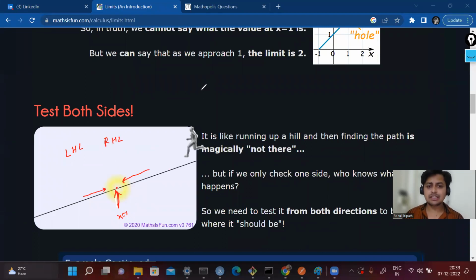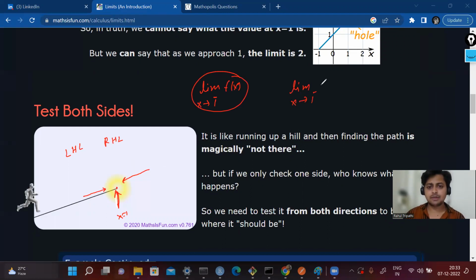Basically we represent it like this: limit x approaches 1 minus. This is not a minus 1. This indicates that we are finding the limit of that particular function from the left hand side. That means we are trying to find the value of the function as we go closer to 1 from the left hand side. This is known as the left hand limit. If I'm writing x approaches 1 plus, that means we are trying to find the right hand limit. The value should be the same.